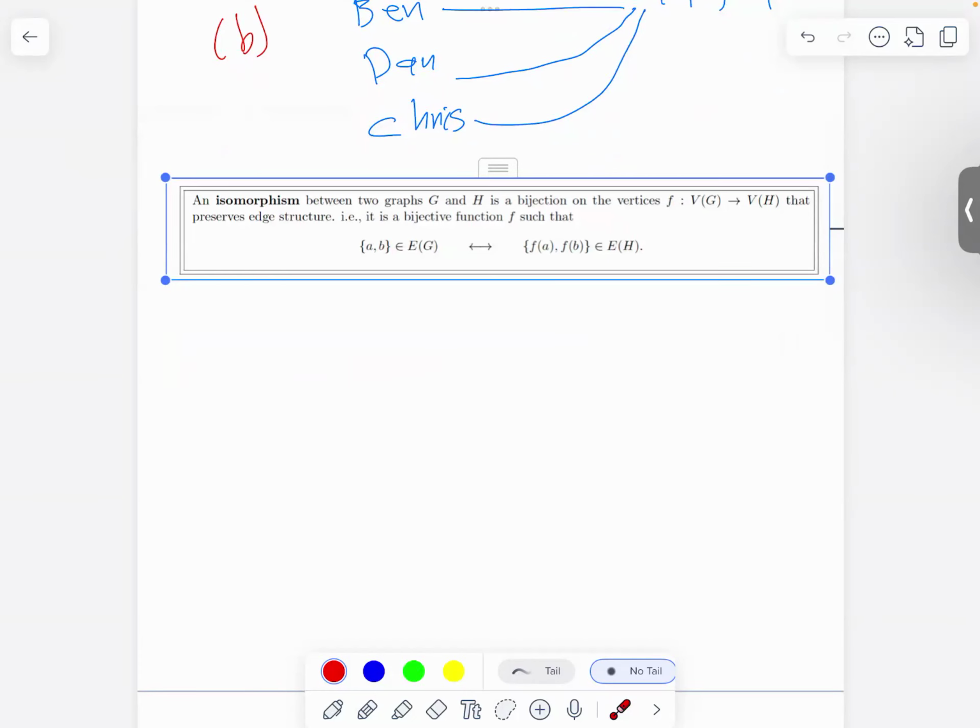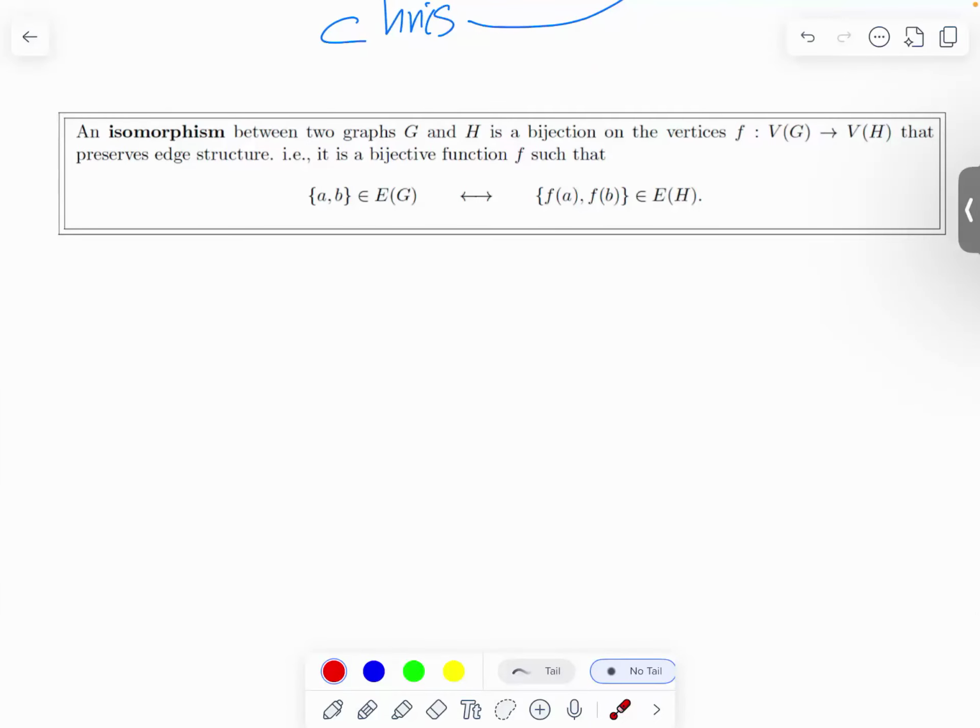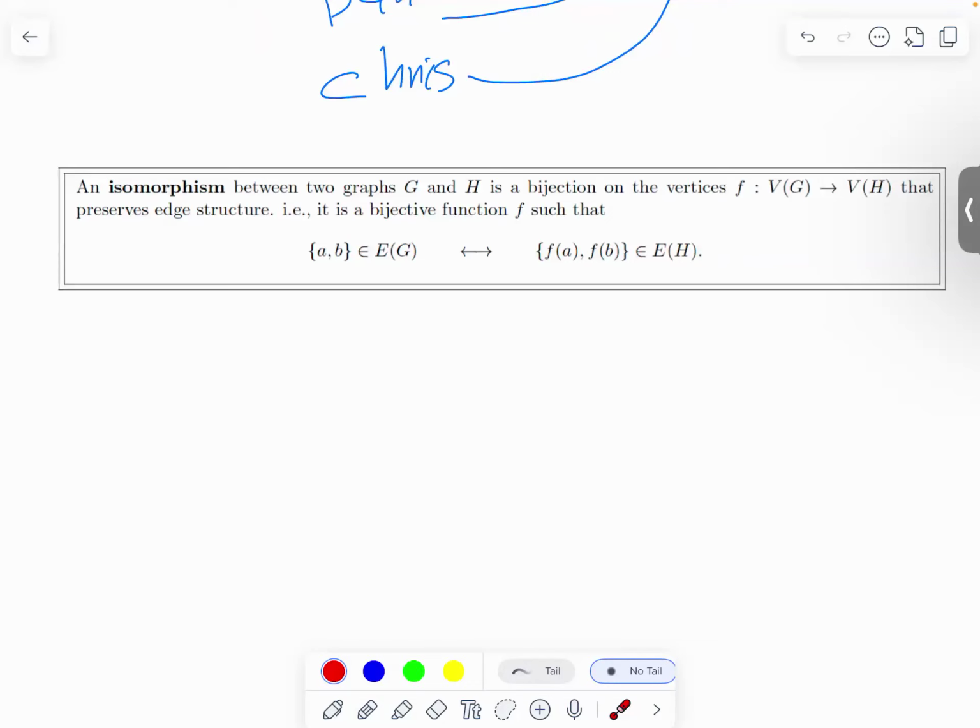An isomorphism between two graphs G and H is a bijective function f such that there is a bijective function between the vertices of G and H, and it is also a bijective function between the edges, so it preserves the structure of the edges. With the help of this definition, we can construct the isomorphism function between the graphs.